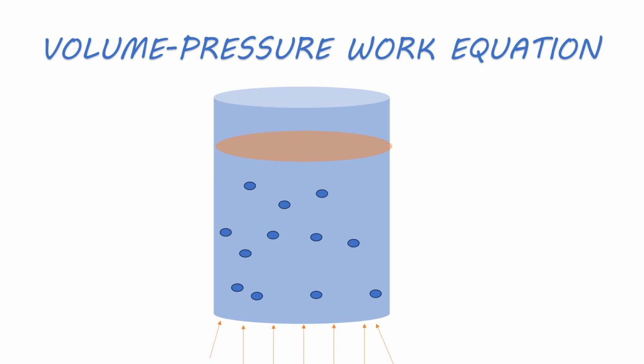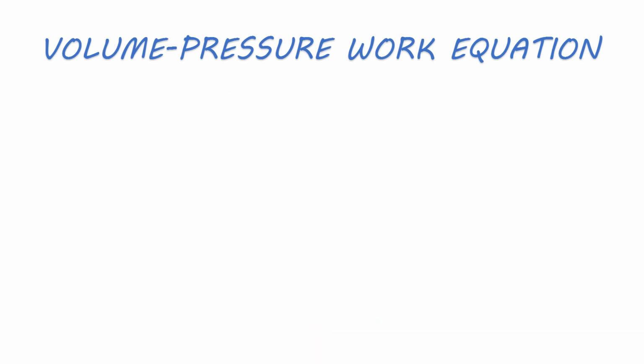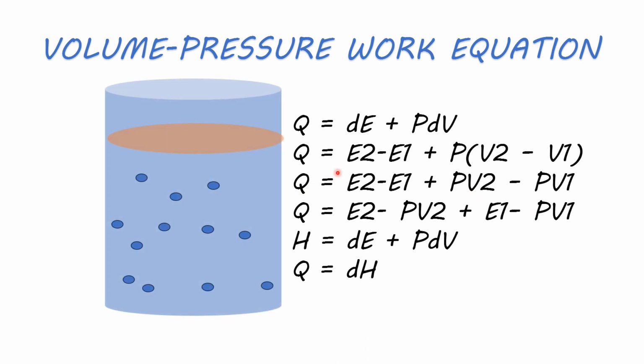Now how are we going to derive its formula or the equation? So this will be the equation. Now as we did, Q is equal to del E plus pressure and change in volume. Now we know that del E is equal to E2 minus E1, the change in internal energy, final minus initial. And we know that here pressure is constant, so we're going to take pressure common. That means if we multiply that, the change in V is equal to V2 minus V1.